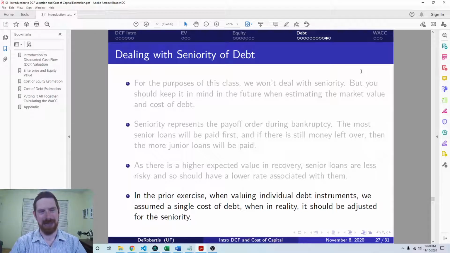So that's how we can think about calculating the market value of debt. And we'll come back in the following video to look at examples of calculating this.